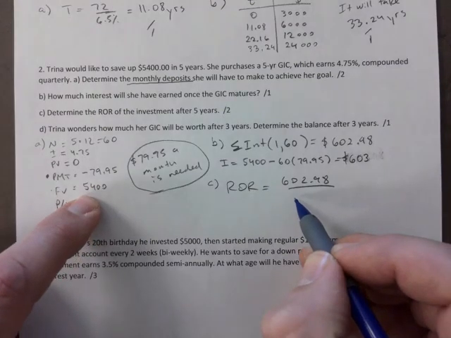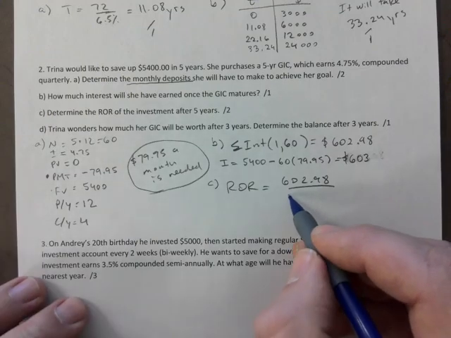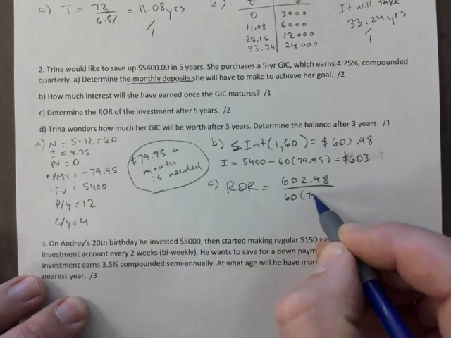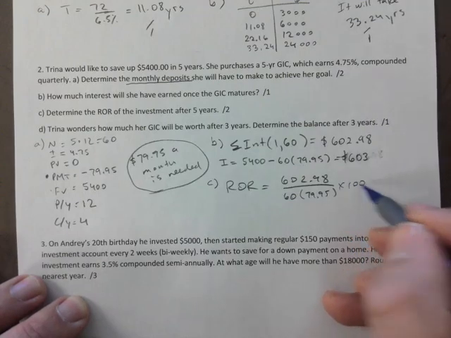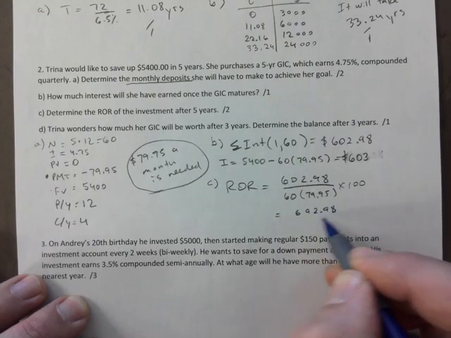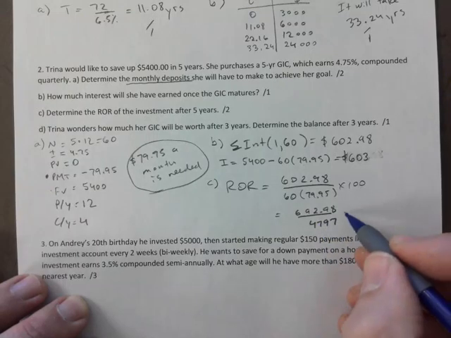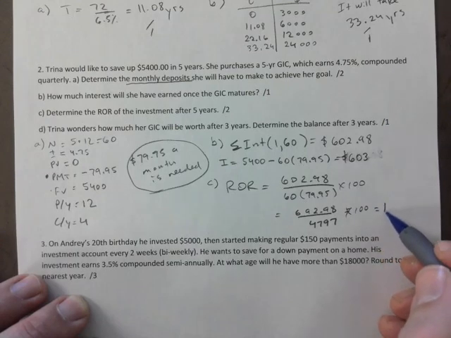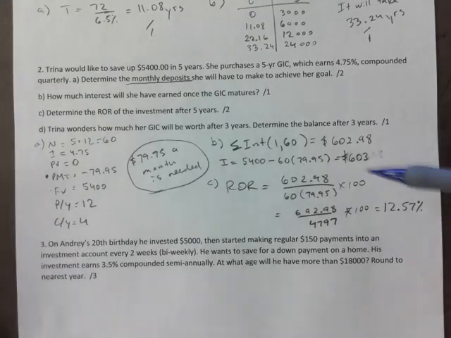Divided by how much you've put in. And how much have you put in this case? 60 payments of $79.95. That is what came out of your pocket, right? Times 100. So that would be $692.98 divided by 4,797 times 100. And that gives you 12.57%.